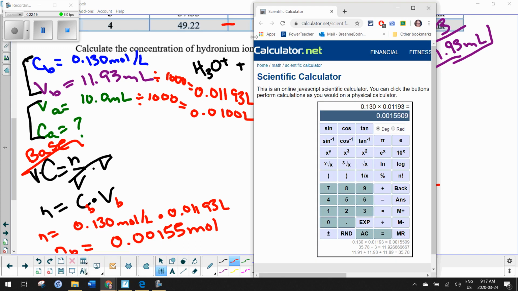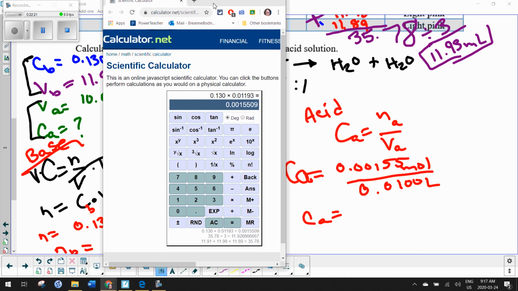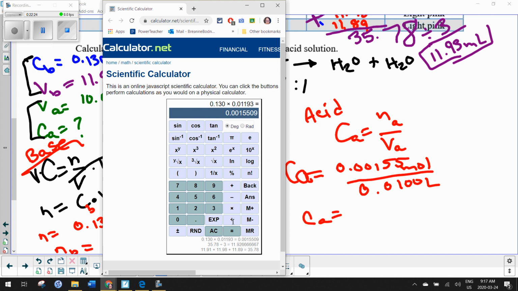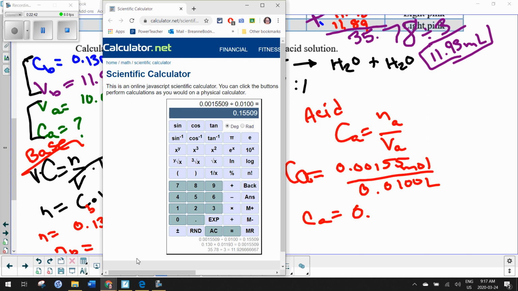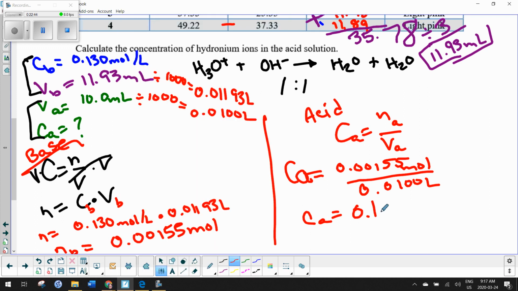Now with your calculator, you can just hit divide 0.0100, enter. So my answer is 0.155. And moles per liter doesn't cancel out, so you just get moles per liter, and then you box in your answer.